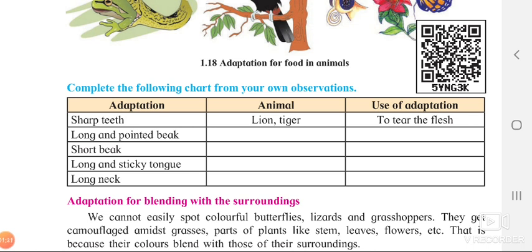Now, what is the use of the short beak? Which bird consists of the short beak? Yes, you can say sparrow. Now, what is the use of this beak to them? What is the use of this adaptation? This short beak is used for them to crack the nuts or for feeding themselves, for having their own food.